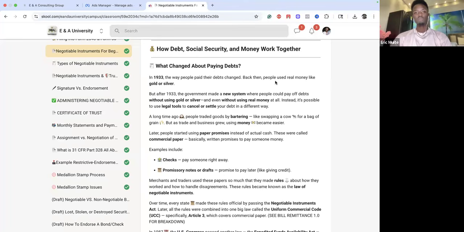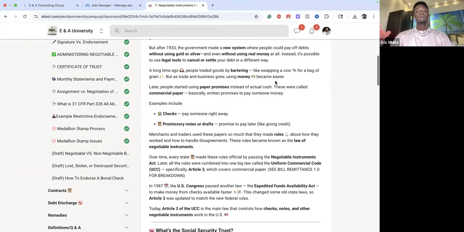Back then, people used real money like gold and silver. After 1933, the government made a new system where people could pay off debts without using gold or silver, and even without using real money at all. Instead, it's possible to use legal tools to cancel or settle your debt in a different way. And that's one thing people are missing, right? There's multiple ways to cancel debt.